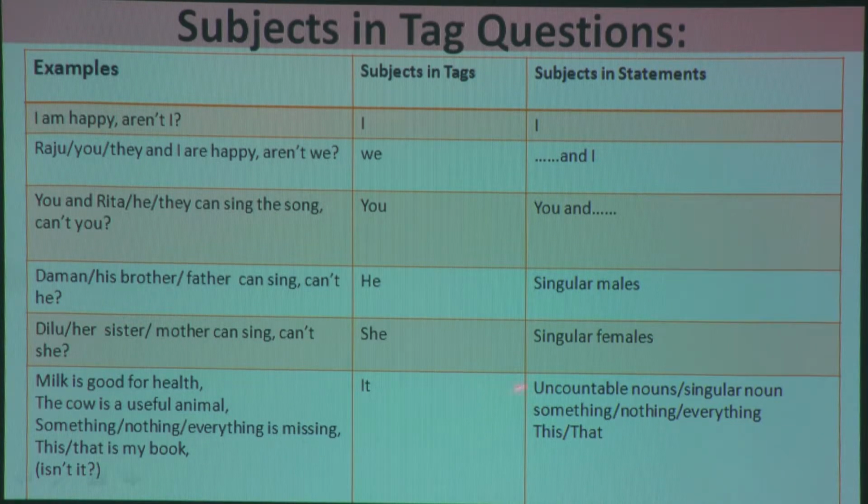Now the other one: uncountable nouns and singular nouns, something, nothing, everything, this, that. Whatever these subjects are in statements, we use it for them. Like, milk is good for health, isn't it? The cow is a useful animal, isn't it? Milk is an uncountable noun; the cow is a singular noun. With something, nothing, everything we use it, but remember, nothing makes the sentence negative. So, nothing is wrong, is it? Something, everything is missing, isn't it? This is my book, isn't it? It's very simple.